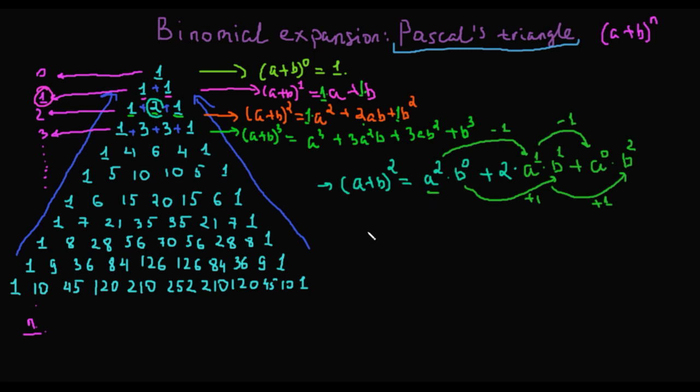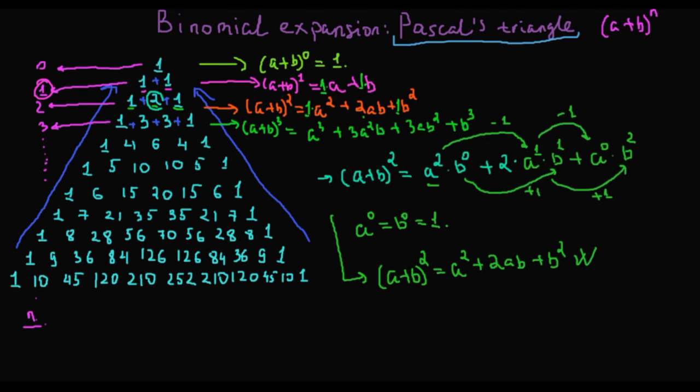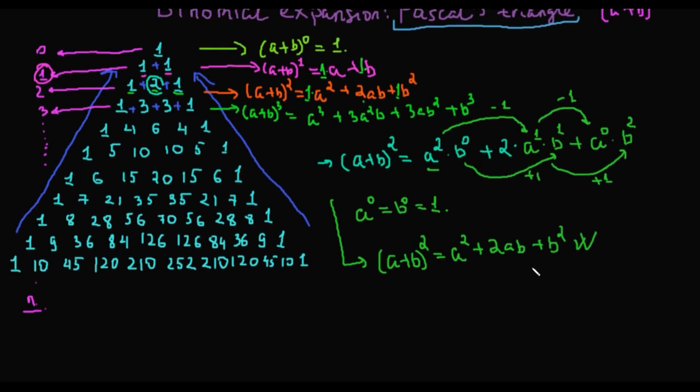Noticing and knowing that a to the 0 is equal to b to the 0, and both of them are equal to 1, we have our quadratic formula. So (a+b) squared is equal to a squared plus 2ab plus b squared. Okay, great job, guys. We just derived our quadratic formula so that we cannot confuse the coefficients, because we can draw the triangle and obtain the right coefficients.